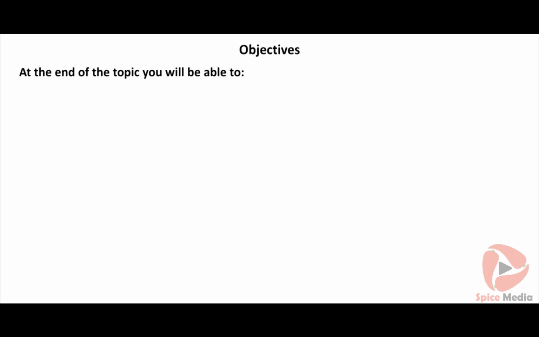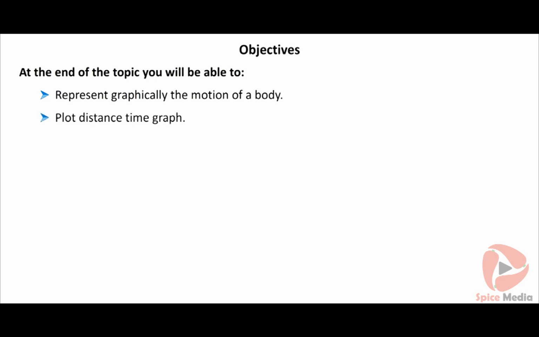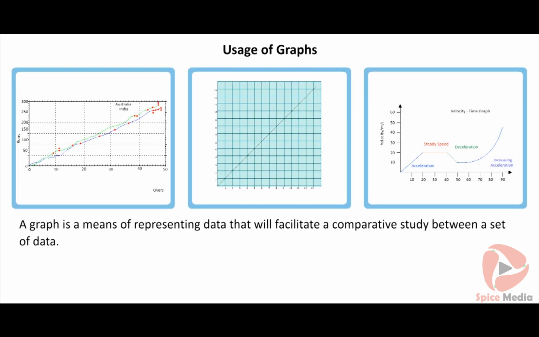At the end of the topic, you will be able to represent graphically the motion of a body and plot a distance-time graph. A graph is a means of representing data that will facilitate a comparative study between a set of data. During the telecast of a cricket match on television, graphs are used to illustrate the progress of the teams at various stages of the match. It also compares the performance of the two teams.